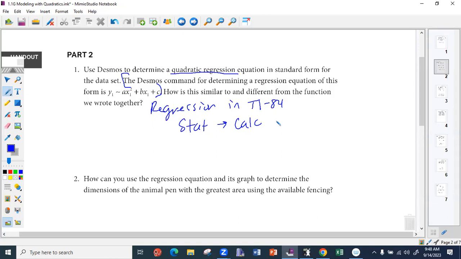Quadratic is 5. So I'm going to go stat calc and go to 5, quad reg. That stands for quad regression. Now, this is the thing. We have to tell it what we want it to calculate. We are comparing our width to our area. So when we are defining this, our x's are going to be our L1 because that's what our width was, right? But our y's are going to be our L3 because that's what our area is. So we have to change the value of our y.